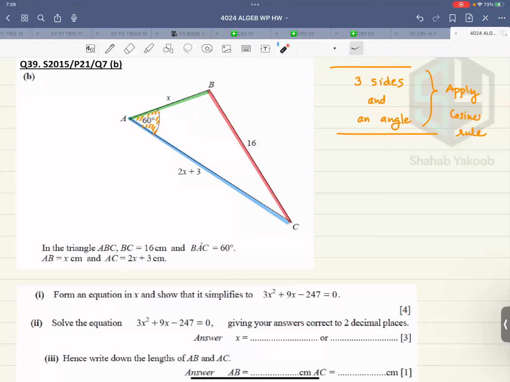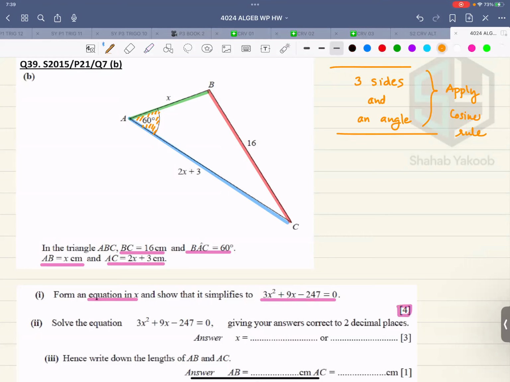The question says, in the triangle, BC is 16, BAC is 60, AB is X, and AC is this much. All these lengths are given, and one angle is given. Form an equation in X and show that it simplifies to this thing for 4 marks.